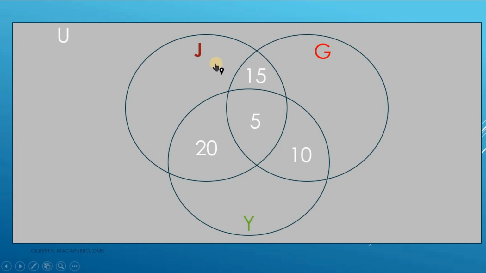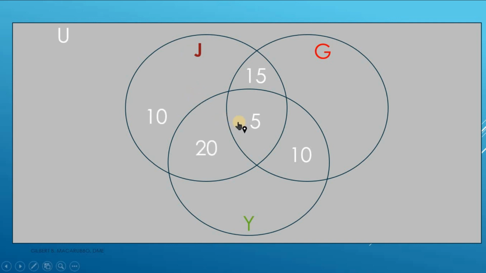Next, purely Jollibee, we have 50 all in all. So to get the data, let us add this 25 and 15. So 15 plus 5 is 20, plus 20 is 40. So to make it 50, we add 10.